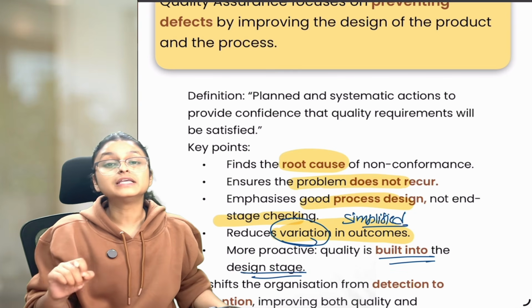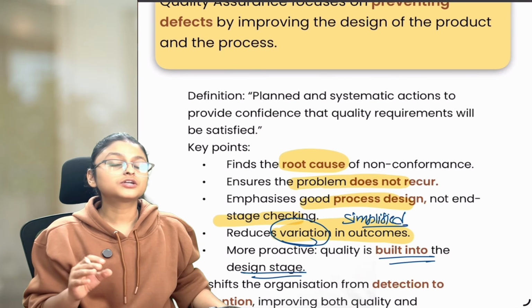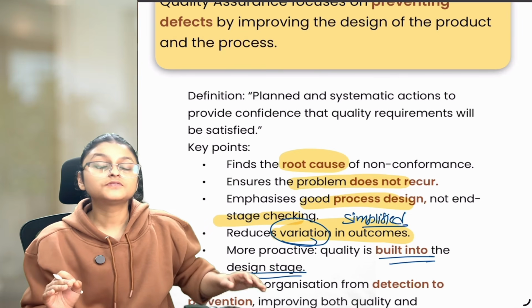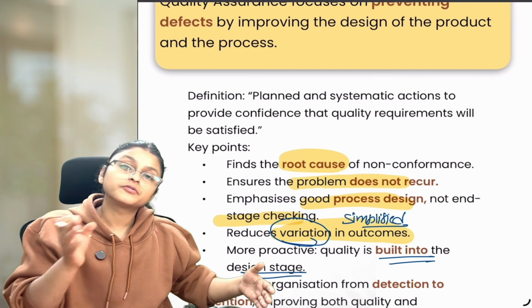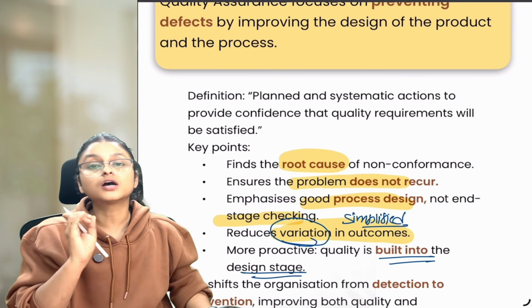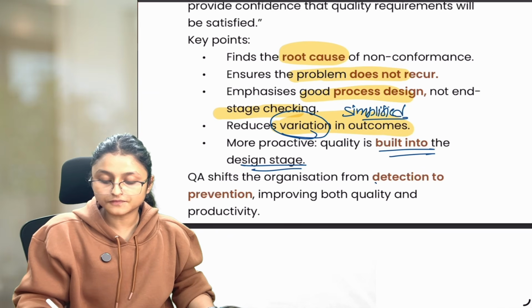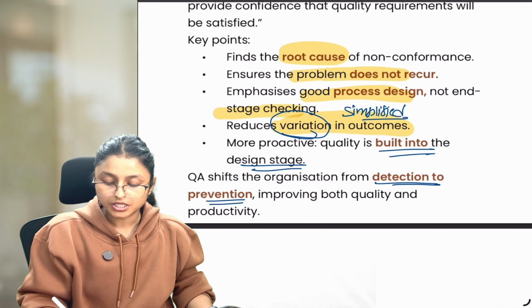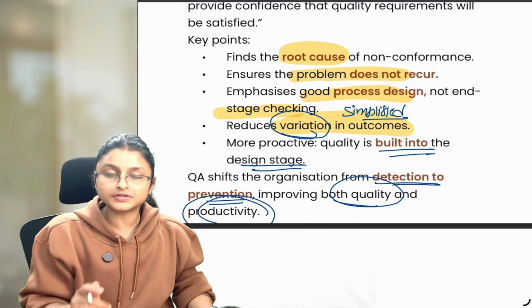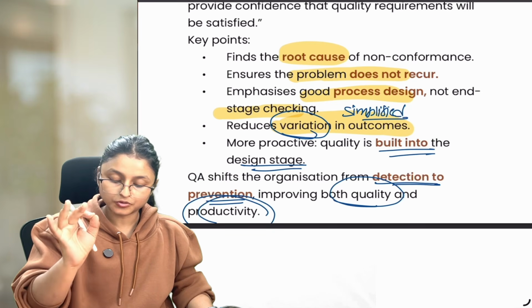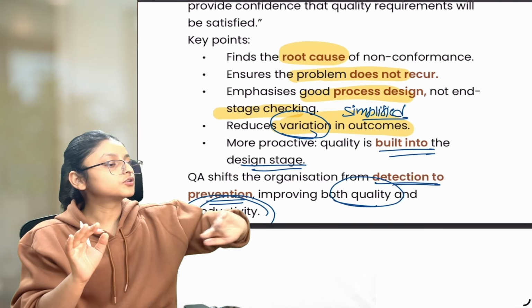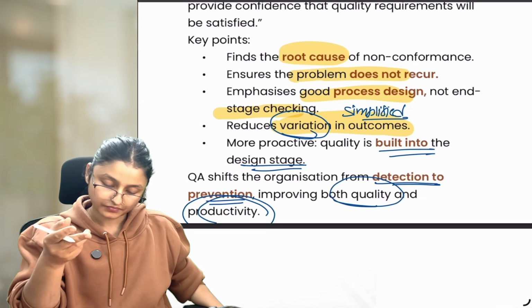Here we are not reacting. Here we are not detecting. Here we are proactive, working beforehand so that defects are not occurring at all. Quality assurance shifts the organization from detection to prevention, improving both quality and productivity. Both of these are improved as we are not focusing on the detection, we are focusing on prevention.